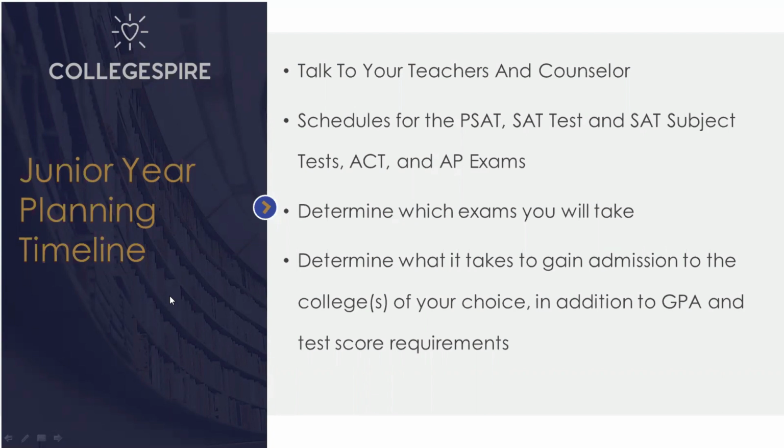The second bullet point, the schedules have come out. Make sure that you go ahead and start scheduling for the PSAT, SAT test, SAT subject test, ACT, and AP exams. Regarding all of the above mentioned exams, determine which exams you will likely take. If you've signed up for AP US History or AP Psychology, rest assured that you will be taking those exams in May. And you want to make sure that you schedule it so that you don't plan on taking too many exams back to back to back.